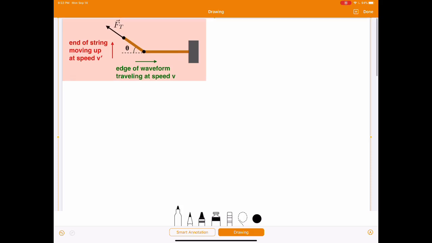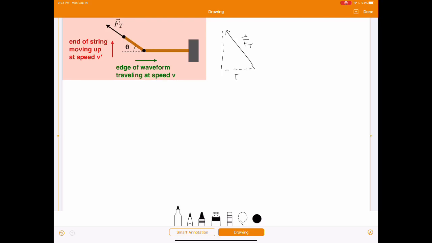Okay, so the first thing we'll do here is draw the vector Ft for the force of tension, and we can break it down into components. Now, the horizontal component would be Ftx, and the vertical component would be Fty. Now, since tension acts along the length of the string, this angle theta is the same one that we have in the original diagram. And of course, we have a right angle between x and y.